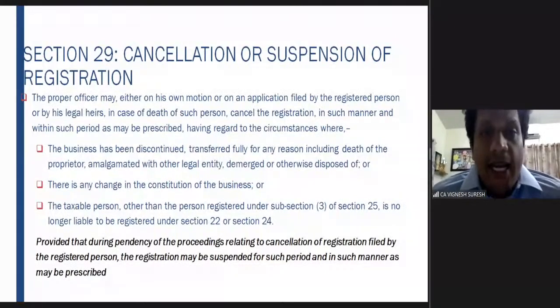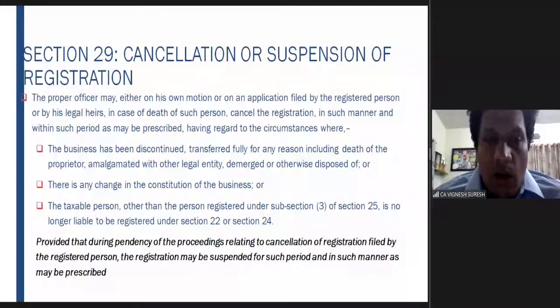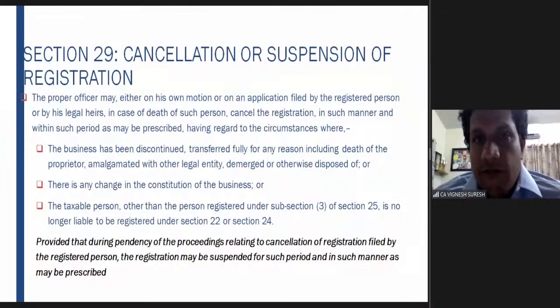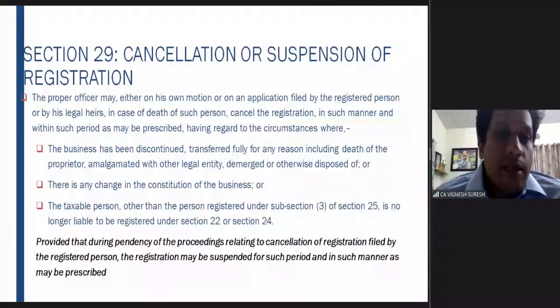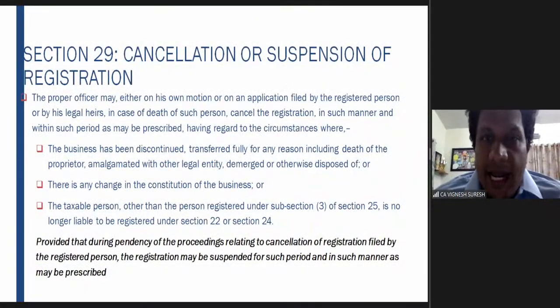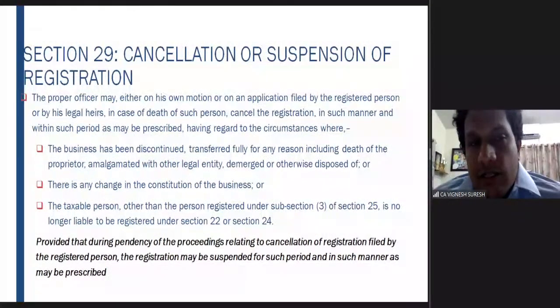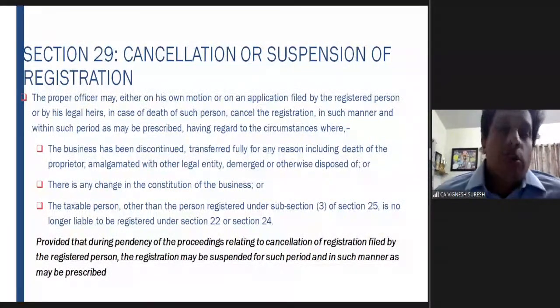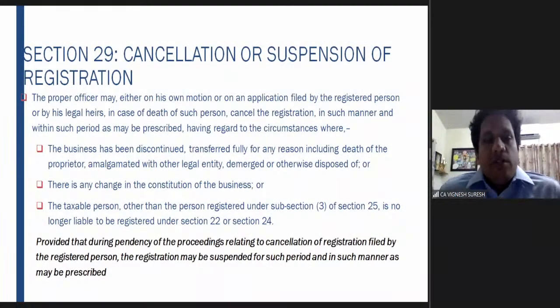So Section 29 speaks about the cancellation or suspension of registration. Earlier the concept of suspension of registration was not there, but now the concept of suspension also has been brought. So either the registration can be totally cancelled or it can also be suspended. Suspended meaning cancelled for a temporary period of time till the proper officer is satisfied whether it is to be cancelled or whether it is to be kept active.